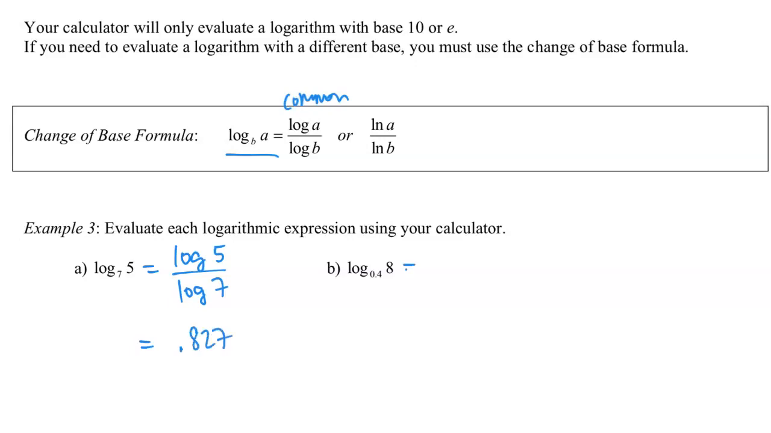0.827. Okay, letter B, same idea. We're going to take common log of the argument, which is 8, and divide by the common log of the base, which is 0.4. And you could also, if you wanted to, use the natural log. So, if you don't believe me, you can grab your calculator, type them both in. No matter which one you do, you're going to get the same answer, negative 2.269, if you go to 3 decimal places.